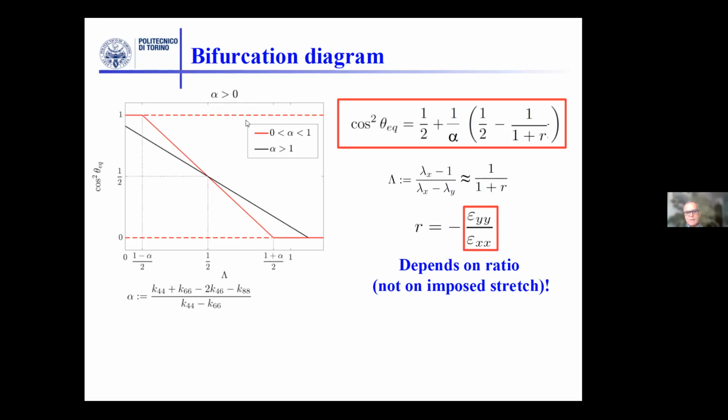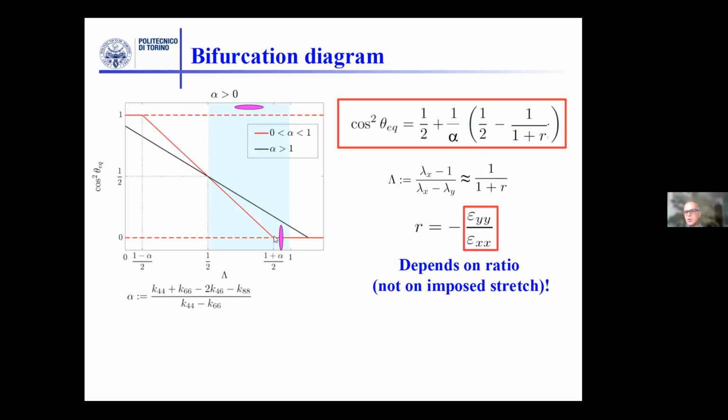So regarding the stability, the shaded area is the range that is tested experimentally. Up here is the equilibrium with theta equals 0, the parallel configuration, which is not seen in the experiment because it's unstable. Instead, here you have the perpendicular orientation, which is stable if this parameter lambda, or 1 over 1 plus r, is larger than 1 plus r over 2, something.